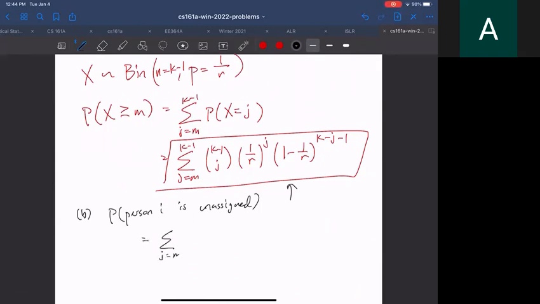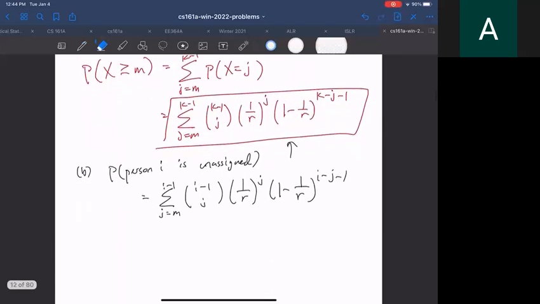So this is equal to i minus 1 choose j, 1 over r to the jth power, and 1 minus 1 over r to the i minus j minus 1 power.